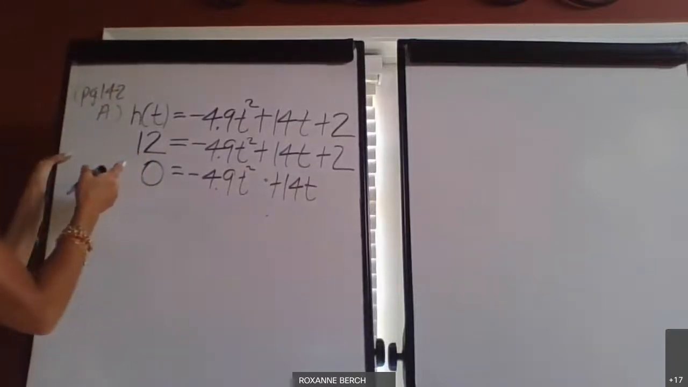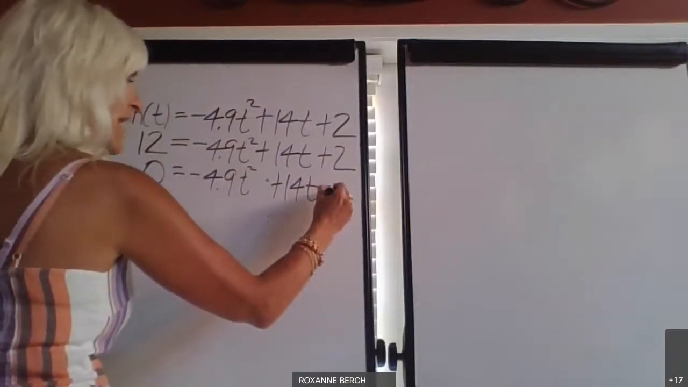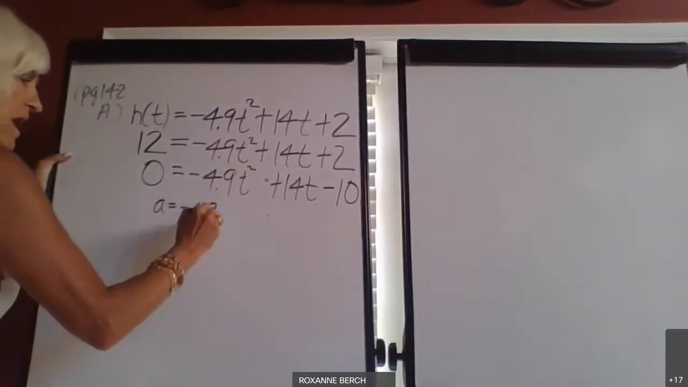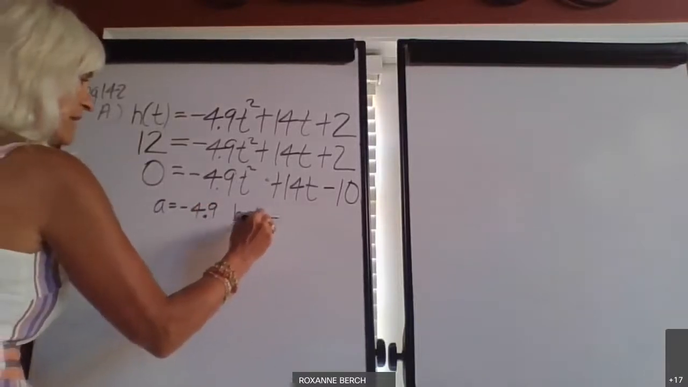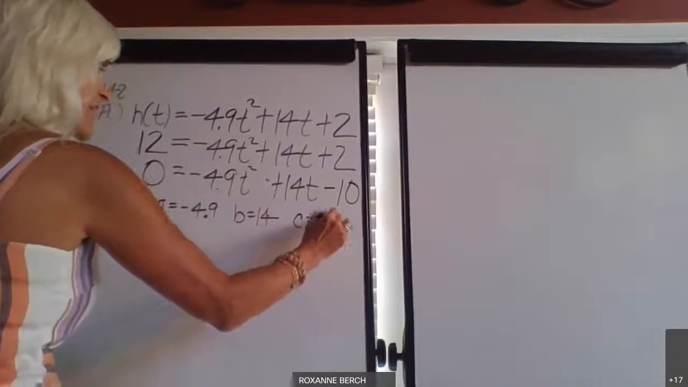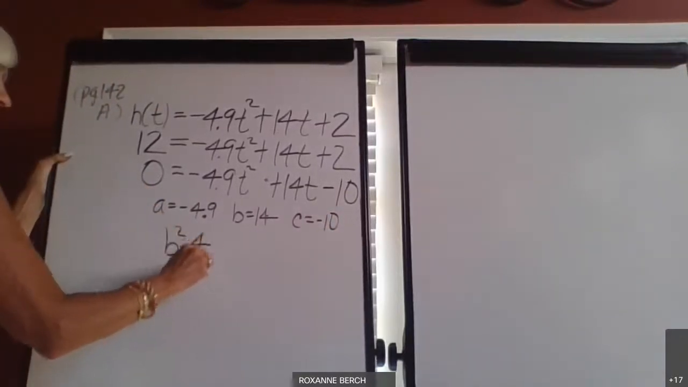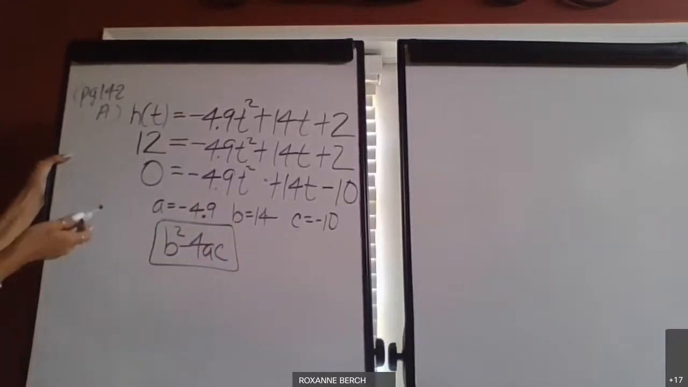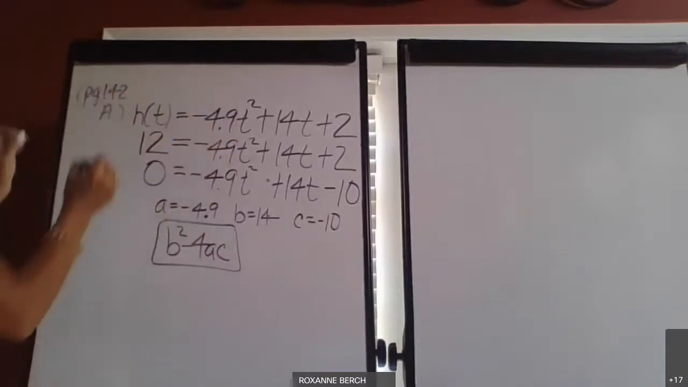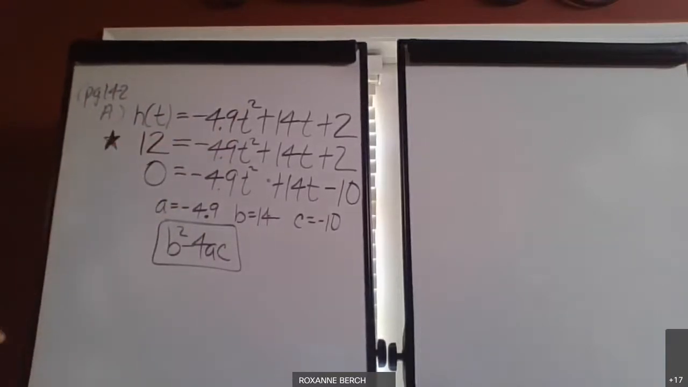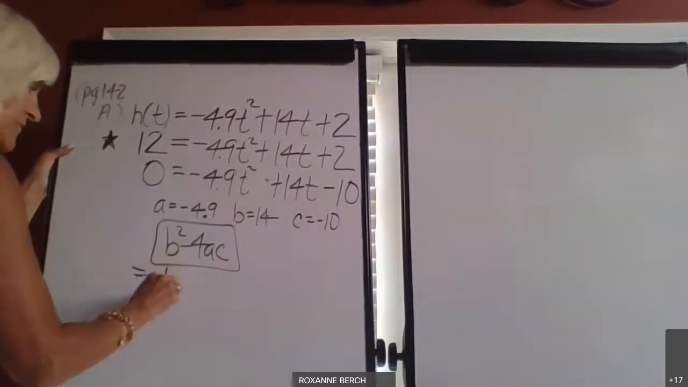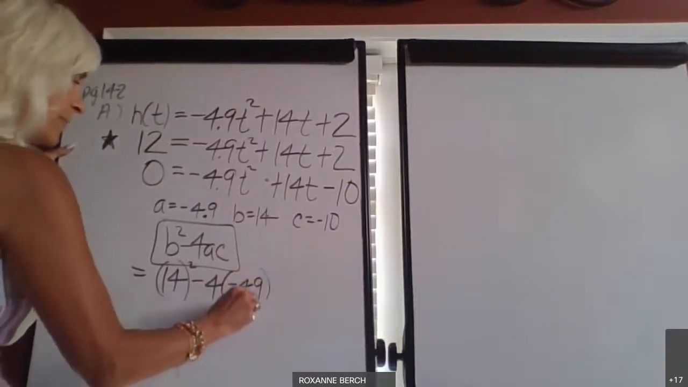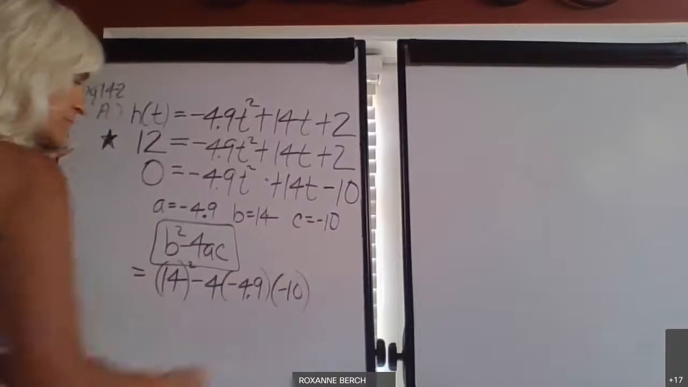So when you subtract 12, it goes away. When you subtract 12, you get negative 10. So your A is negative 4.9, your B is 14, and your C is negative 10, and we're just going to look at the discriminant. So like I said before, if the discriminant gives a solution, it means that the ball can reach 12 meters, right? So B is 14, A is negative 4.9, and C is negative 10.